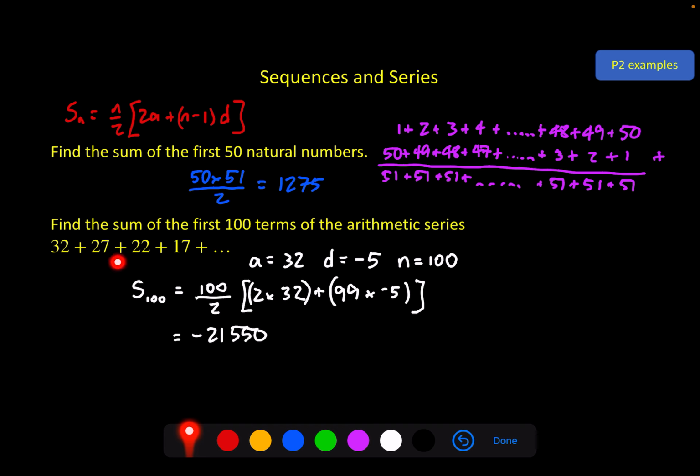Check that makes sense. We start at 32, but you can see it's going down, so very quickly we're going to hit a negative, and all of the ones after that will be negative. So if we add up lots and lots of negative numbers with a few positives, yeah, we're going to get a big negative number. That makes sense.